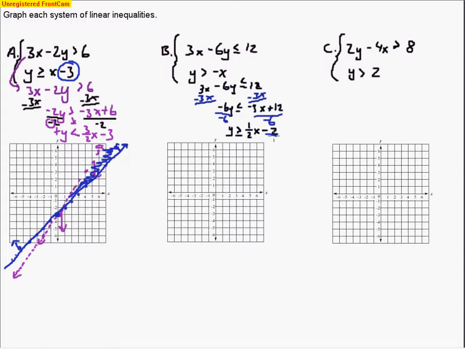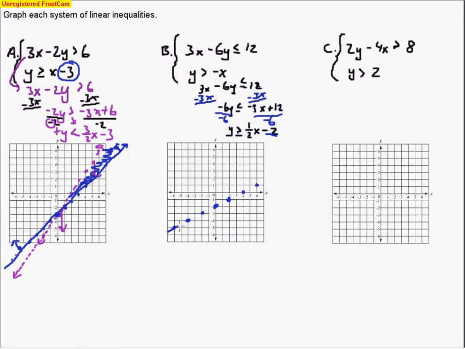This is a negative 2 for the y-intercept, so down 2. Then use the slope, 1 to 2. So up 1 over 2 to the right. You could also go the other way, down 1 to the left. And then from there we can go ahead and draw that line in there.